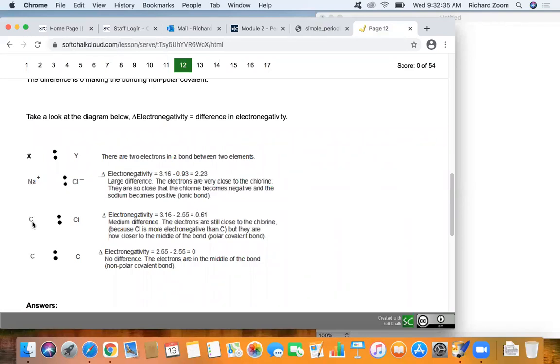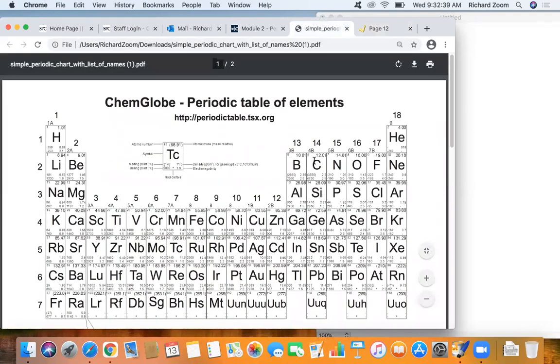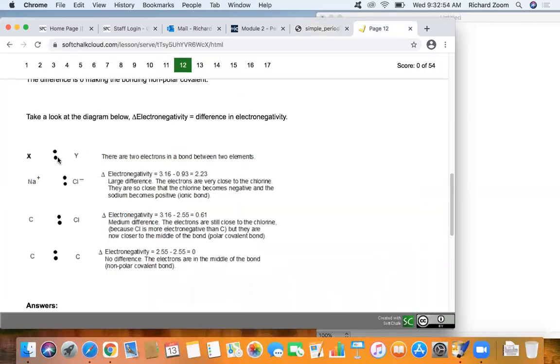Now, if we've got carbon and chlorine, you can see they're fairly close together on the periodic table. That means the bonding between them is going to be between ionic and non-polar covalent. The electrons in the bond are going to be between the carbon and chlorine, but closer to chlorine because chlorine is a little bit more electronegative. So the electron density is not in the middle of the bond. In the non-polar covalent, you can see it is in the middle, and the difference in electronegativity between these two elements is going to be zero.